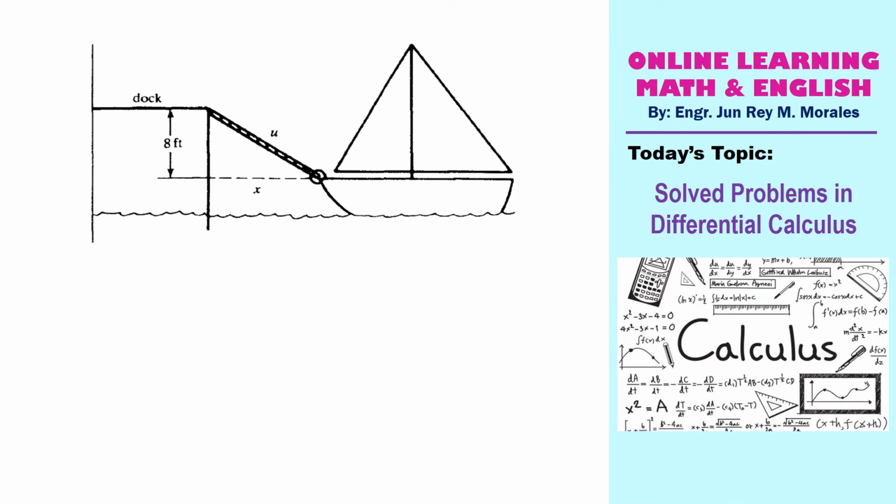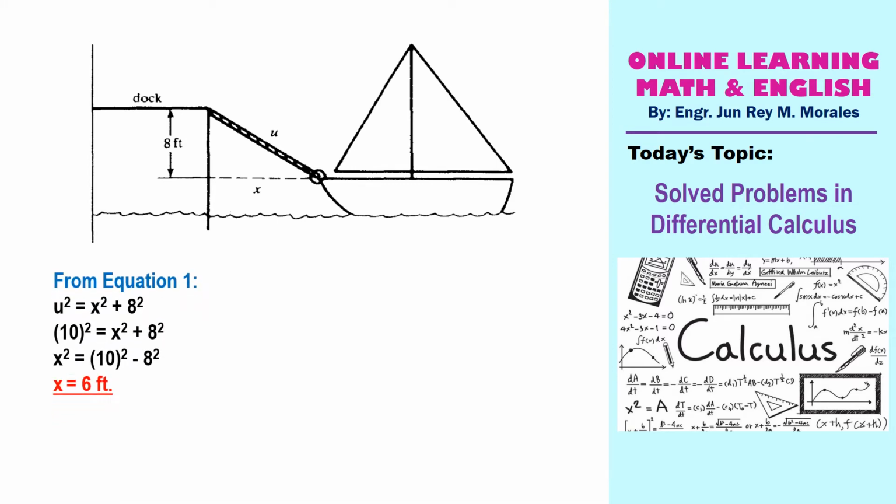From equation 1, let's find the value of x when u is equal to 10. Remember, in this situation, we were told that the rope is being pulled at the rate of 3 feet per second. Therefore, we can say it is equivalent to the derivative of u. Another given is the value of u, which is 10 feet.